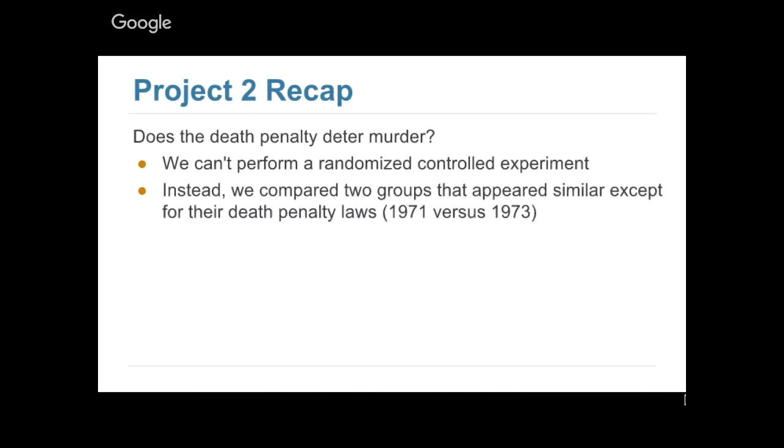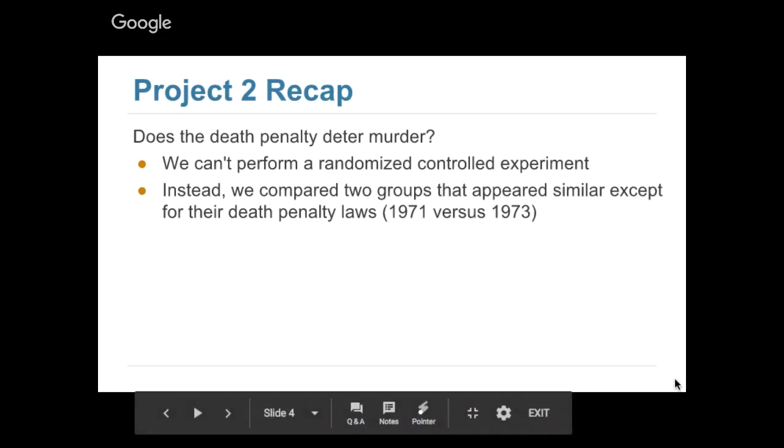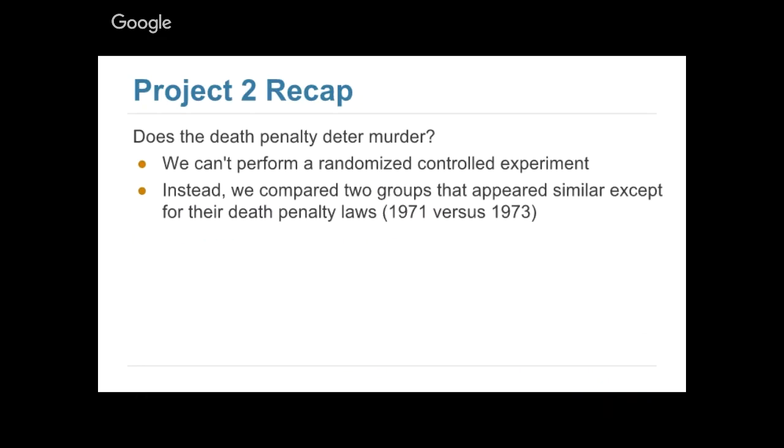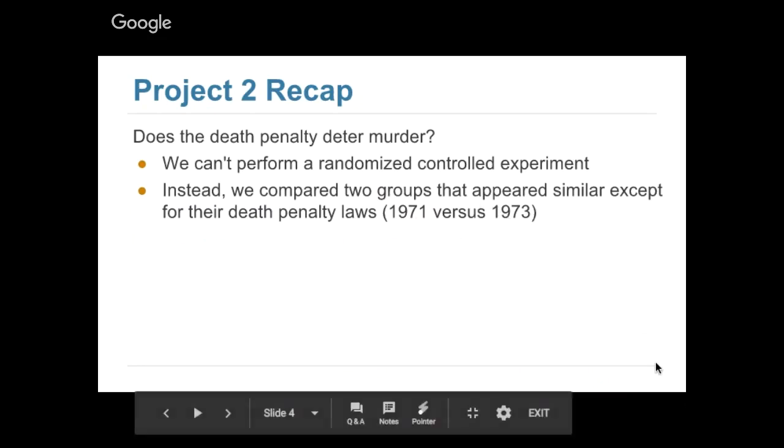Instead, what we can do is take 2 groups that look similar apart from the death penalty. So we said, okay, let's compare the US in 1971 versus the US in 1973, and take a look at whether the murder rates increased or decreased in that time frame. We picked those 2 years because in 1971 there was a death penalty, and in 1973 there was not, and we took out the death penalty within this 2-year time span.